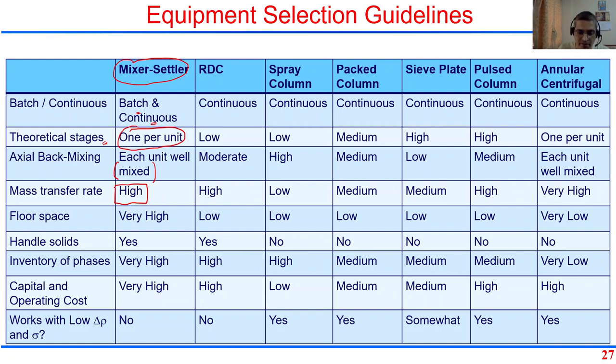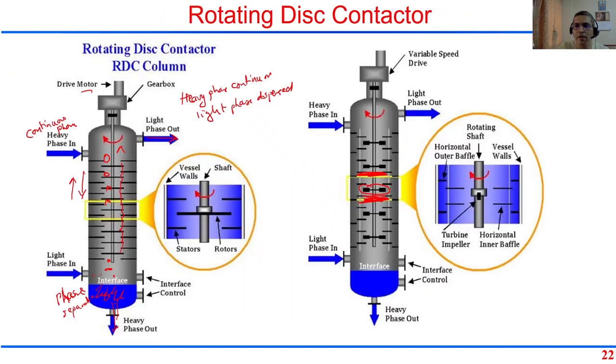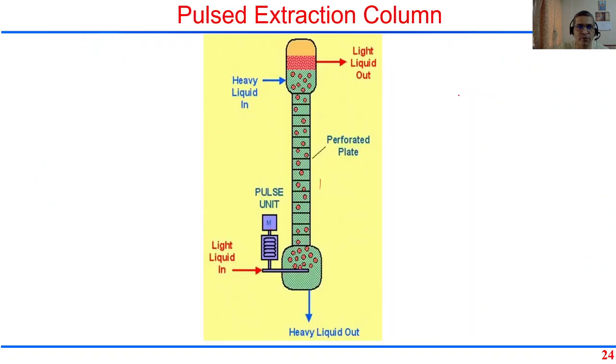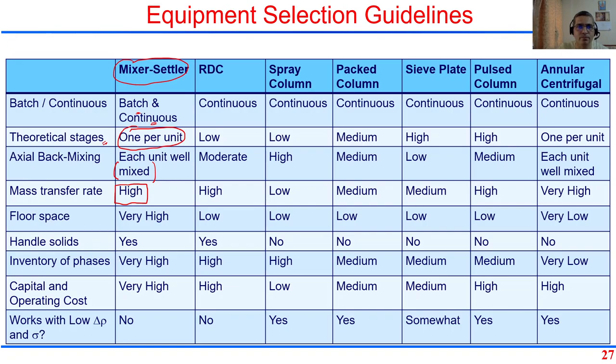Because I have number of stages requirement, let's say I have four mixers and four settlers, I will have to arrange them like this. It will require a huge floor space. If I have solids coming in along with one of the phases, agitator is there so it can handle the solids. Inventory of the phases, capital and operating cost, very high. Agitator, space, right? Does it work with low density and low surface tension?